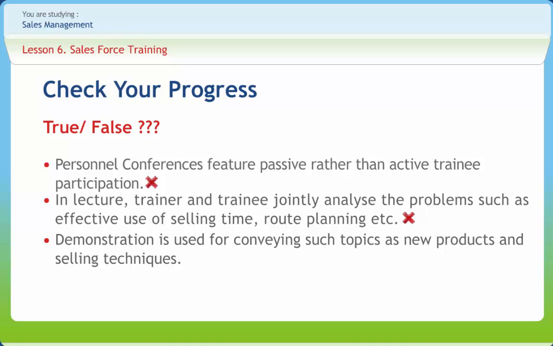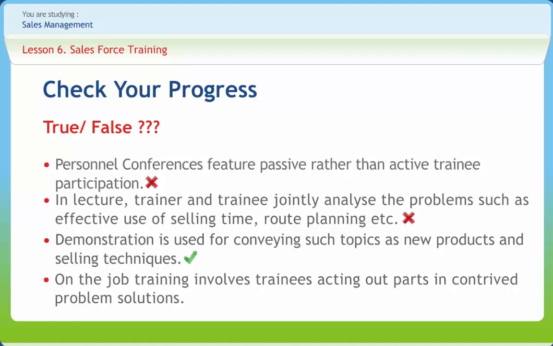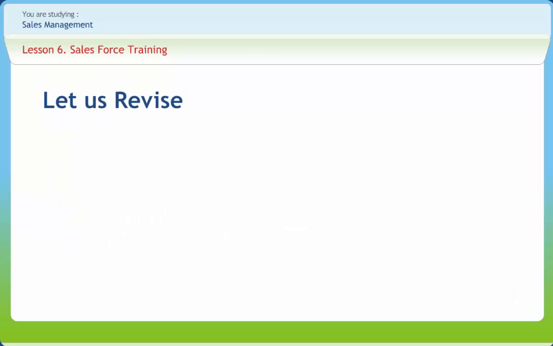Right or wrong? Please click. Right. On-the-job training involves trainees acting out parts in contrived problem solutions. True or false? Please click. False. Before we end, let us briefly revise what we have studied till so far.